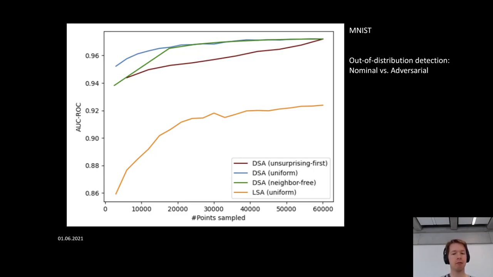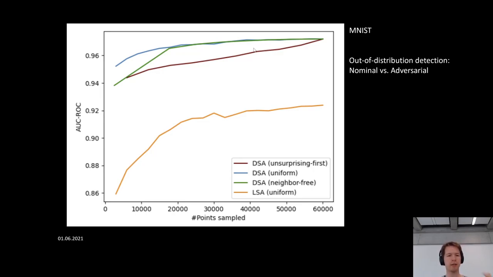But now our results get really interesting when we look at the slower DSA, right? We find that for both uniform sampling and for neighbor-free sampling, if we use as little as a third of the training data activation traces to calculate the surprise, hence making surprise adequacy calculation two thirds faster, we actually get essentially the same accuracy in terms of out-of-distribution detection. So this is really very, very encouraging.